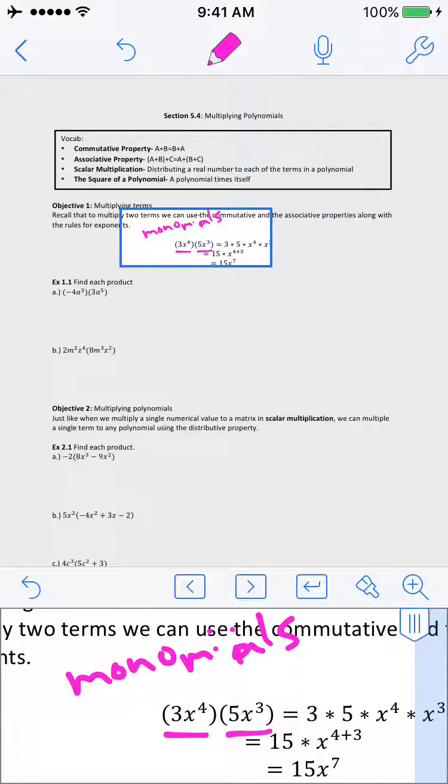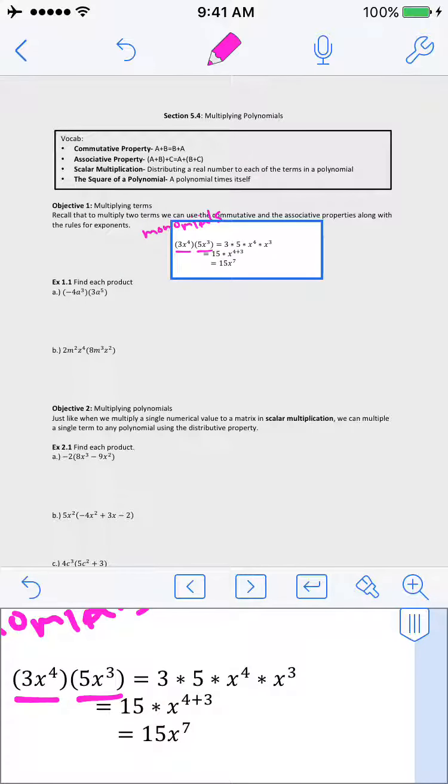And when you multiply two monomials together, you don't have to worry about the addition or subtraction getting in the way because there is no addition or subtraction, right? So we can just use commutative and associative to rearrange it. We can rearrange all the numbers in front, all the variables at the back, and then use that product rule to add the exponents together to achieve 15x to the seventh.